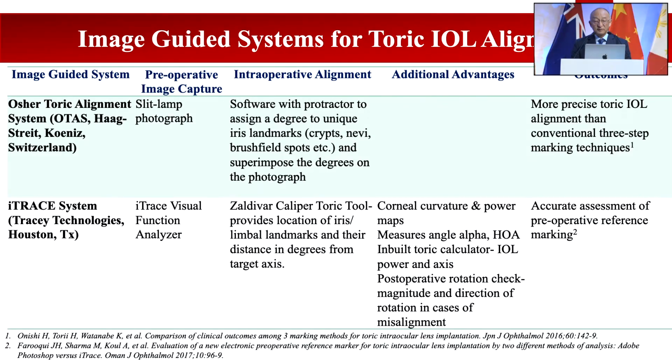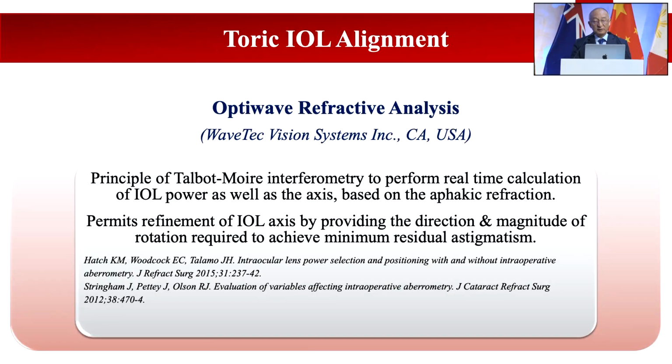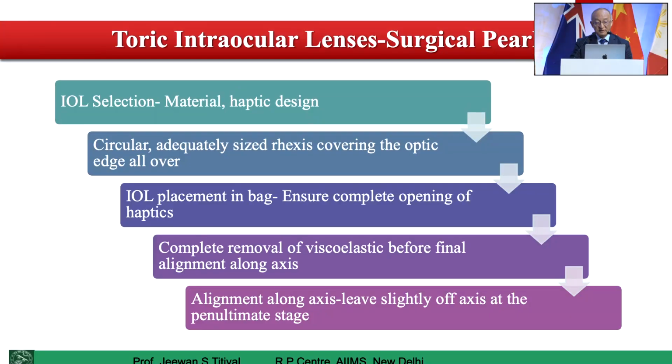So these are various image-guiding systems which are available to us. I talked about other devices, like OTAS, Harms' system, and the iTrace system, which can give you Verion, Callisto, TrueGuide. These are various devices. If you can, you should acquire them. Definitely going to help you. And Aura, which is also a good incorporation into your system. It is a system which can be put onto the microscope optics, and you can measure the wavefront refraction after you make an aphakic refraction in these patients. That gives a lot of guidelines. I'll show you that also.